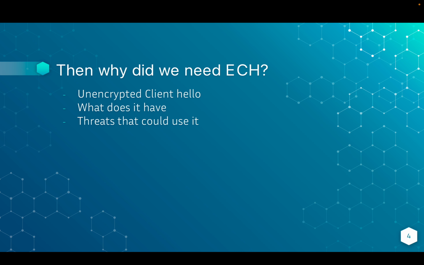Then, with TLS 1.3, why do we need ECH, which is Encrypted Client Hello? Most of the packets are encrypted in TLS 1.3 except something called the client hello, which is not encrypted because it is needed by the front-facing servers to receive something called the Server Name Identification, which is kind of like the identity of the backend servers. Without that, the front-facing server would not be able to route the particular client to the server.